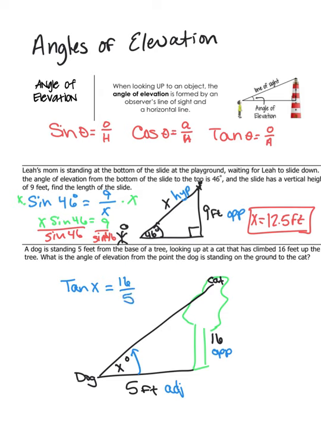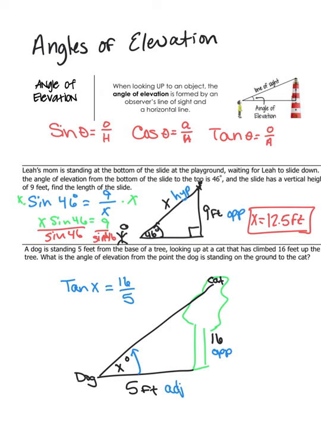Now, I need to figure out what x is, and I can't divide by x because tangent is an operation, and I cannot take away that operation. I have to do the opposite, meaning the inverse operation. The opposite of addition is subtraction. The opposite of multiplication is division. The opposite of squaring is square rooting. So what's going to make this the opposite?